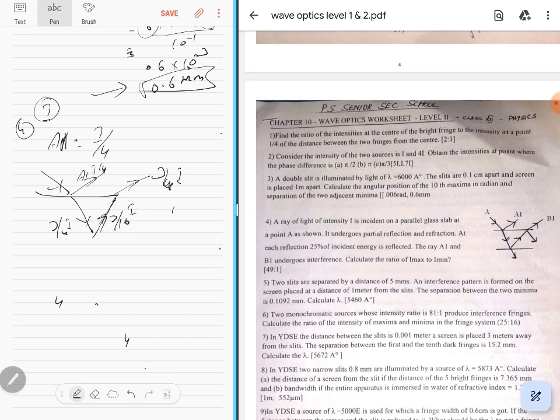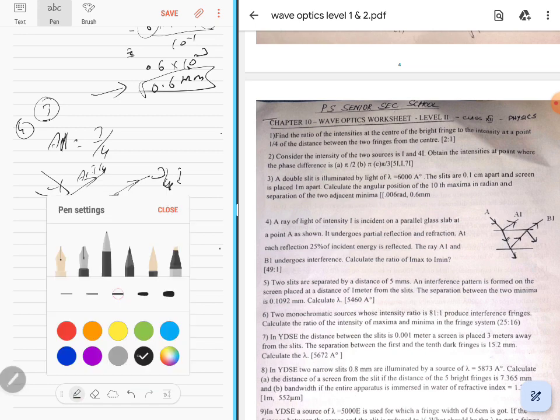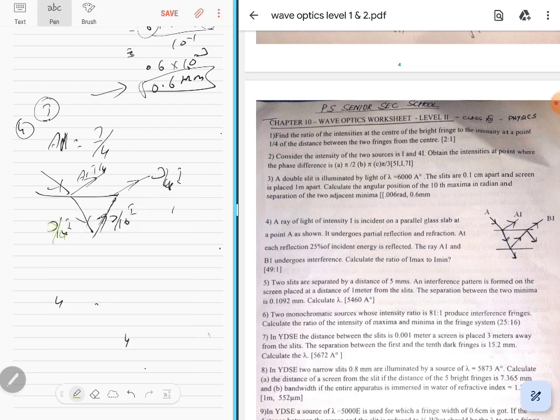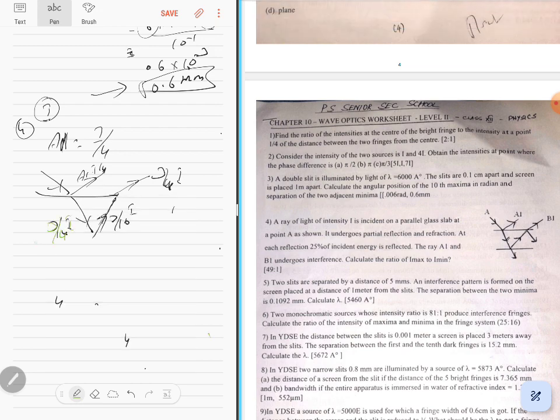The incident intensity is I, and the reflected is 25%, so I by 4. For the next ray, which is getting refracted, there will be 3 by 4 of I, 75%. Of that, only 25% is going to get reflected, which is 1 by 4 of 3 by 4 into I, which is 3 by 16 into I. On that, 75% will get refracted.